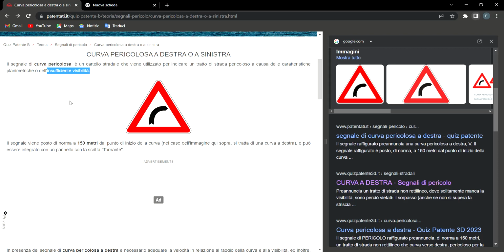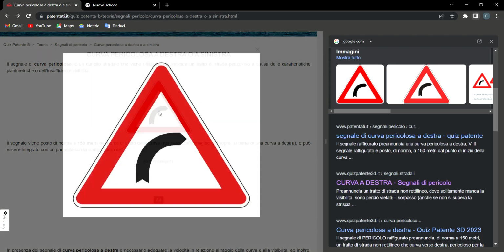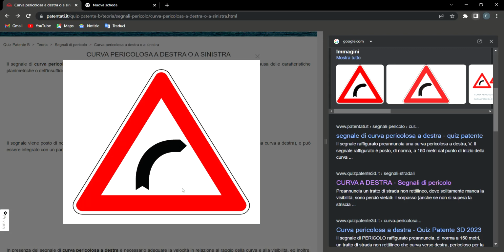It's simply saying that on this very road, the driver may face difficulties to see very afar. So this is the sign we are talking about. It is a danger sign used to describe a road that has a dangerous curve on the right hand side. You can see the arrow.